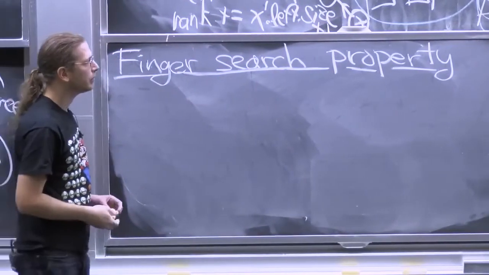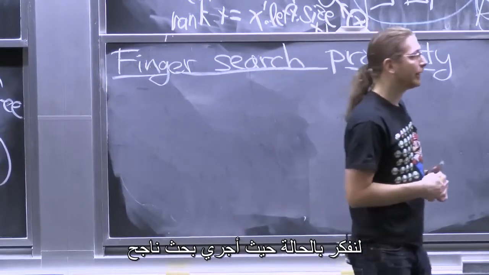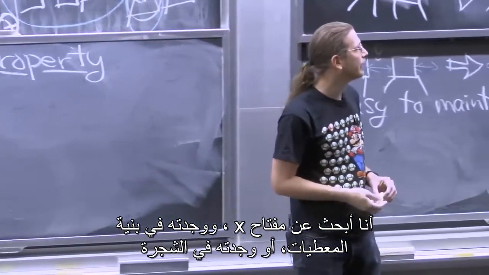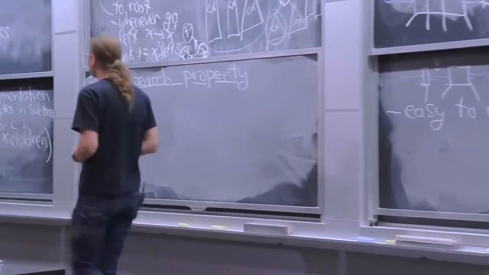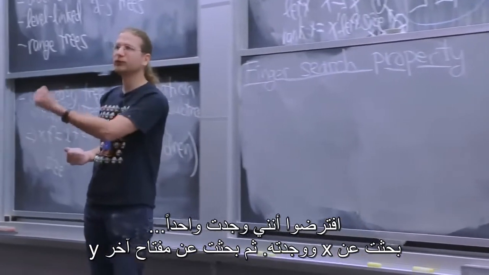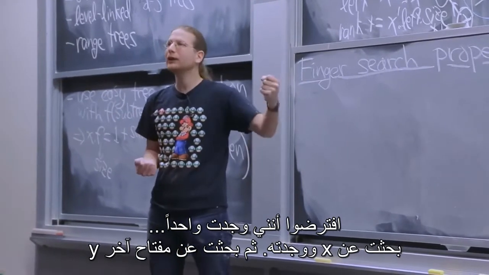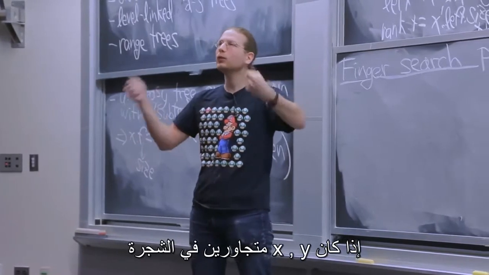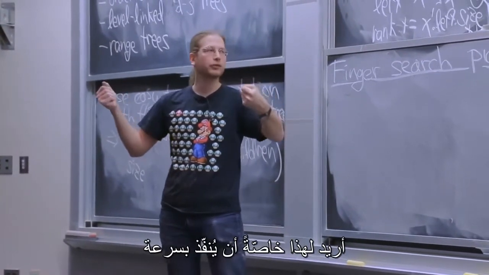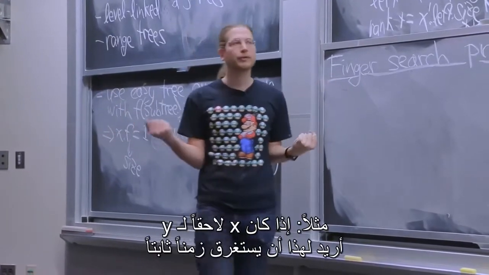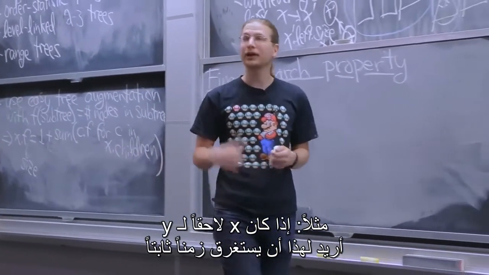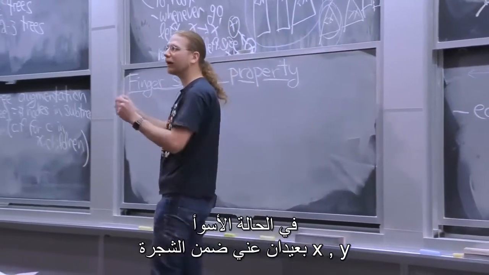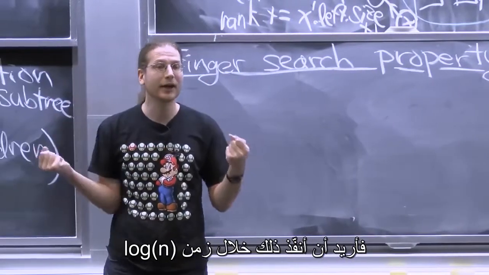Let's just think about the case where I'm doing a successful search. I'm searching for a key X, and I find it in the data structure, in the tree. Suppose I first found Y, now I'm searching for X. If X and Y are nearby in the tree, I want this to run especially fast. For example, if X is the successor of Y, I want this to take constant time. In the worst case, X and Y are very far away in the tree, then I want it to take log n time.